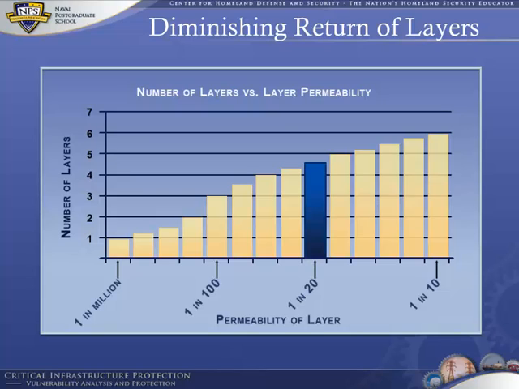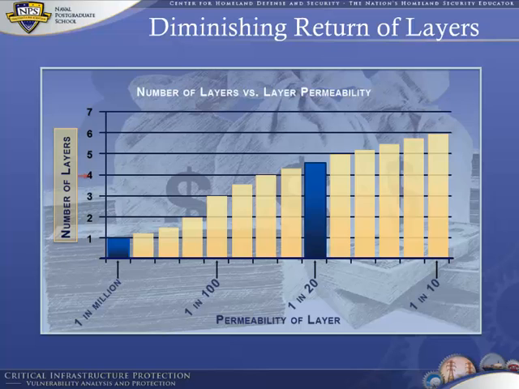How many layers do we need if we are willing to accept only 1 in a million red agents getting through all layers? As shown here, there is a diminishing return in adding more and more layers. Risk goes up with permeability, but is partially mediated by the number of layers. If permeability is 1 in 20, then 4 layers is about right for a 1 in a million failure rate. Adding more layers improves the odds, but is costly.